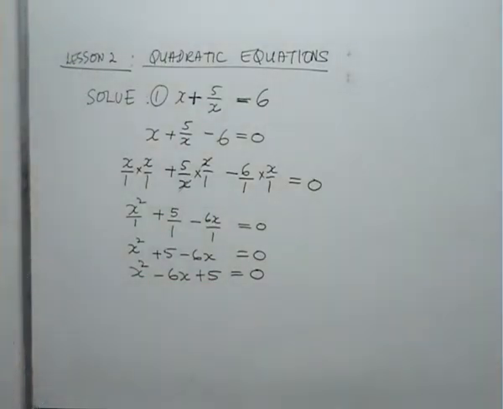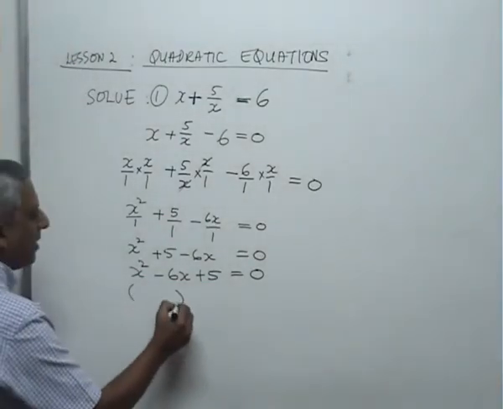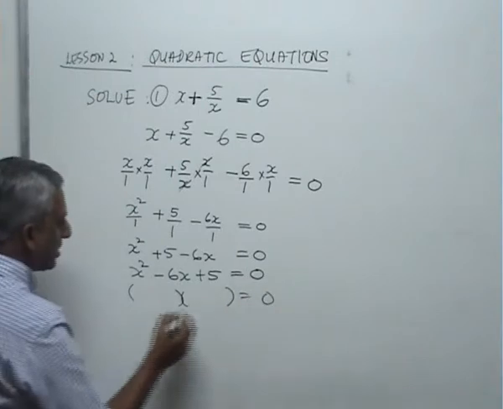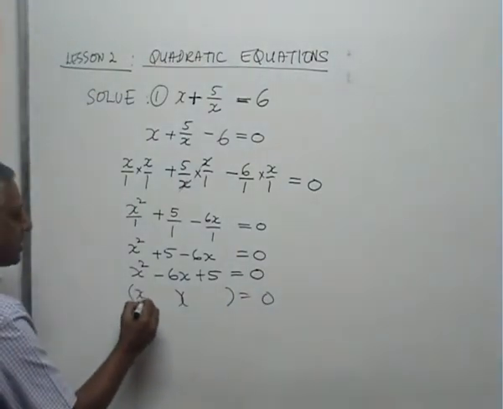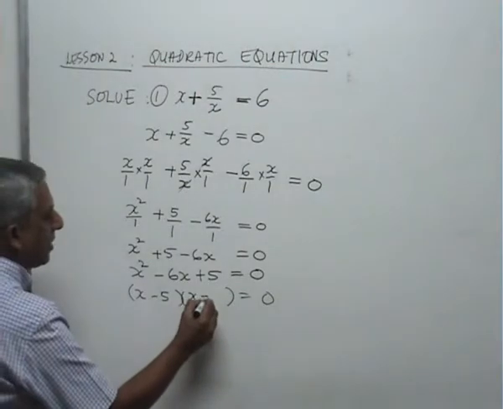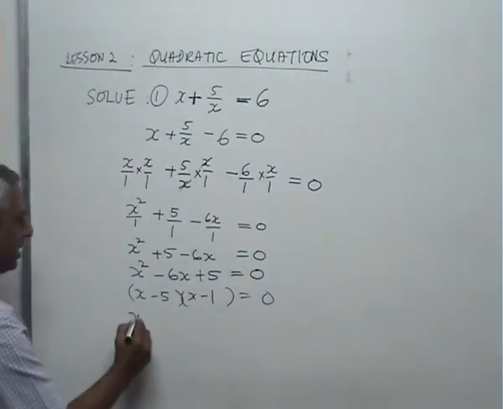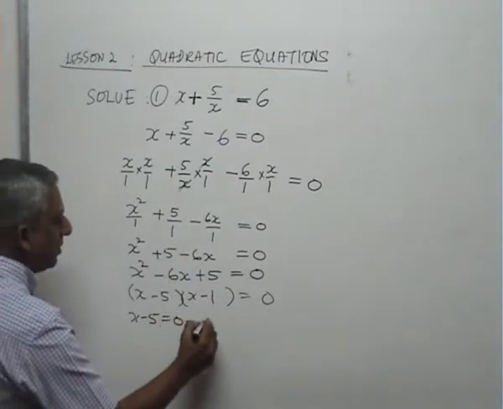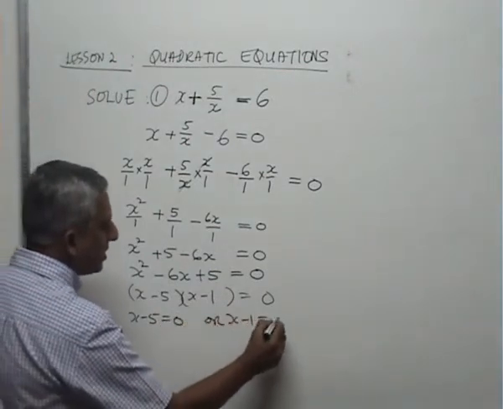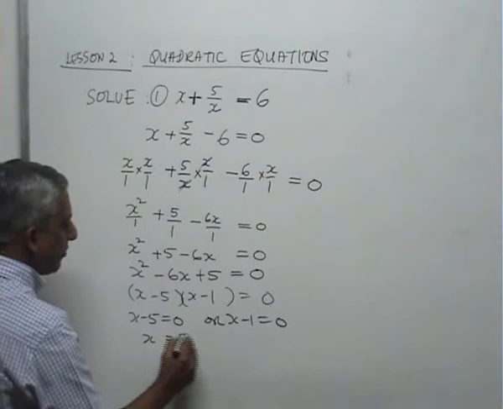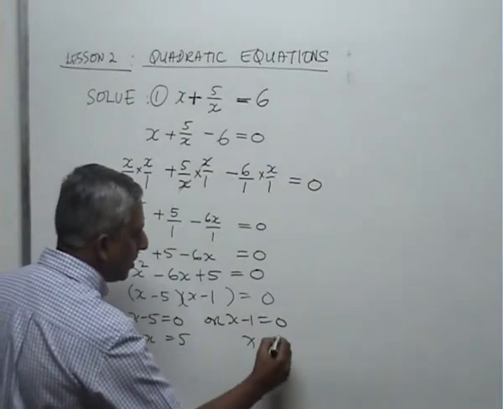And from here, it's smooth sailing because now it's just factorization. So you've got x minus 5 into x minus 1. That gives you x times x gives you x squared, minus 5x minus 1x gives you minus 6x, and minus 5 times minus 1 gives you plus 5. So x minus 5 is equal to 0, or x minus 1 is equal to 0, x is equal to 5, x is equal to 1.